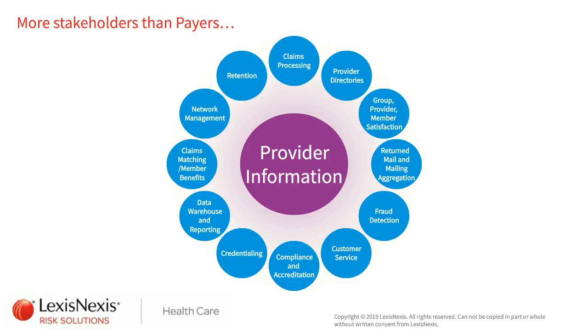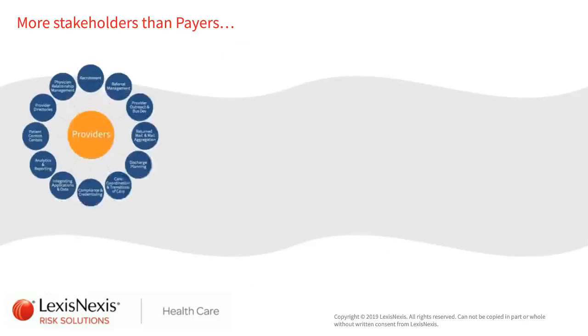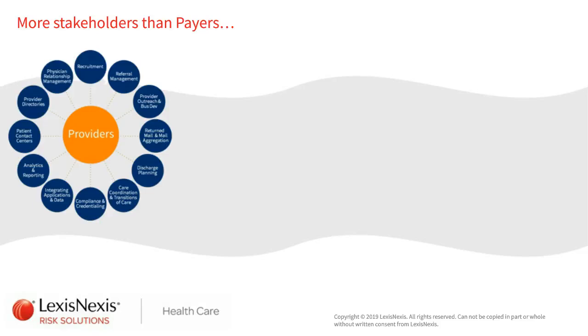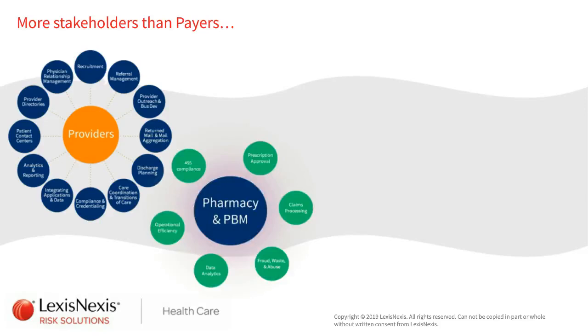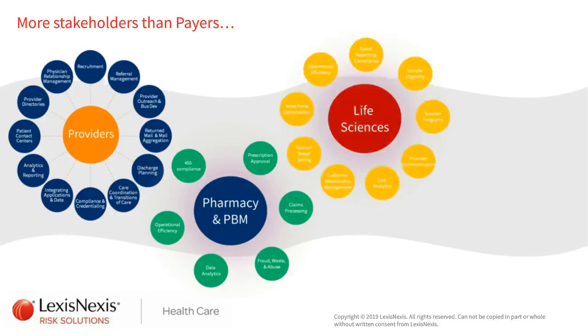So we just talked about the payer-provider data ecosystem. We're going to zoom out a little to look at the bigger picture. So beyond payers, there are other stakeholders as well. I mean, obviously the consumer is a stakeholder. We talked about that already. But beyond that, you have other healthcare industry stakeholders as well. You have providers themselves. You have pharmacies and PBMs. You have life sciences organizations. And, of course, you have the payers and health plans.